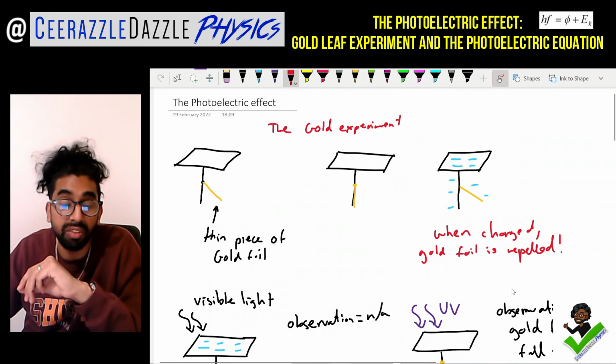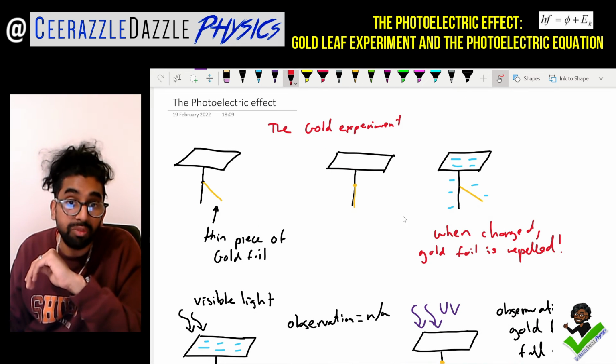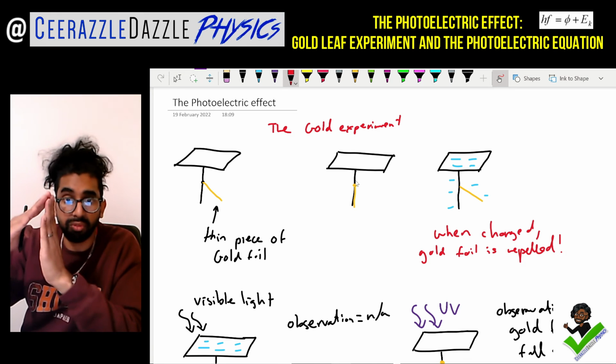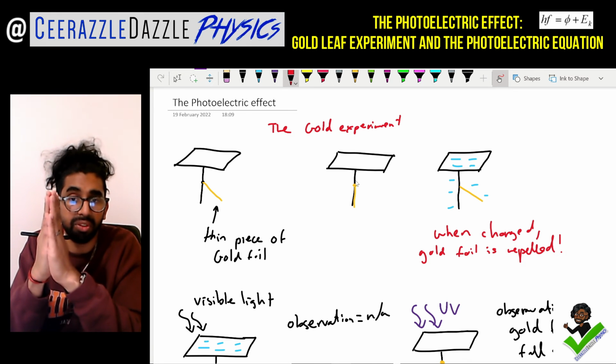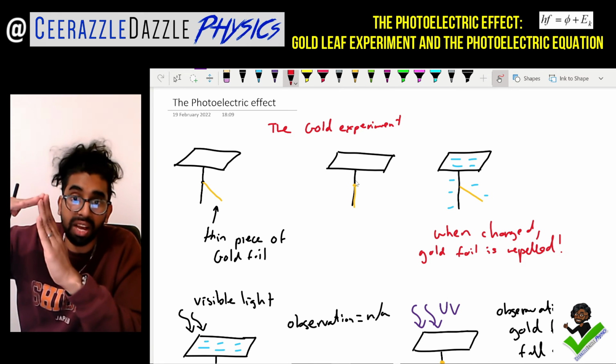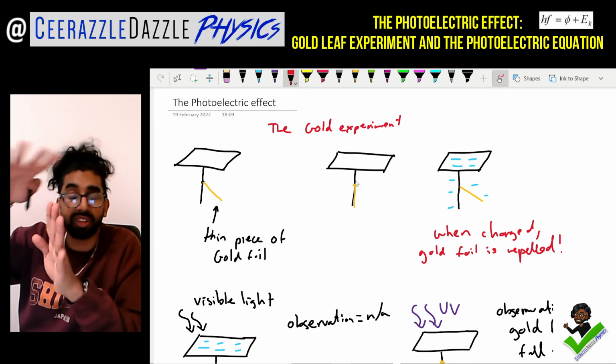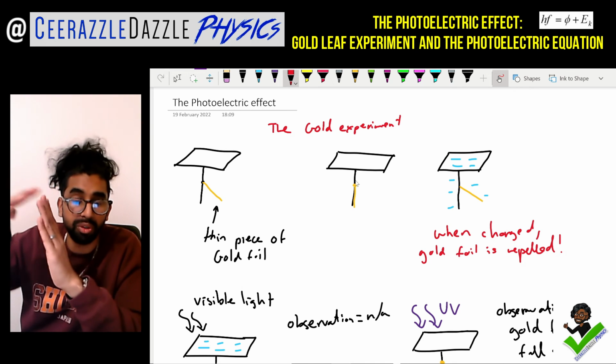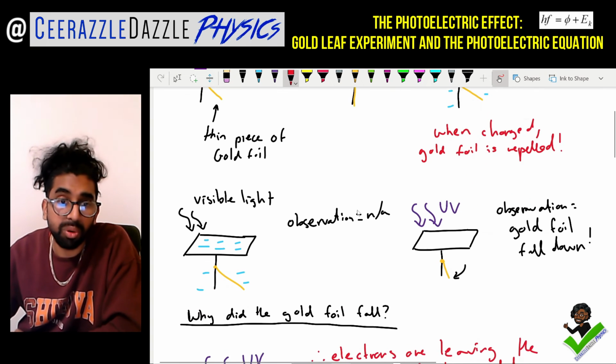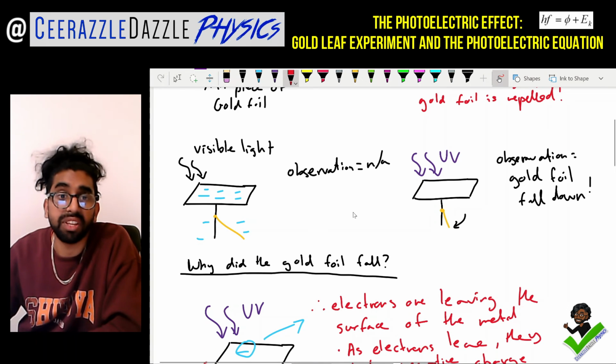Obviously, if we don't charge the whole thing, the gold foil just flops down. It's just down here. But if you were to charge it, it moves outwards because it's being repelled. It has the same charge. The charge goes everywhere, and therefore it's repelled away. Then we shine a visible light onto it and we notice that nothing happens.